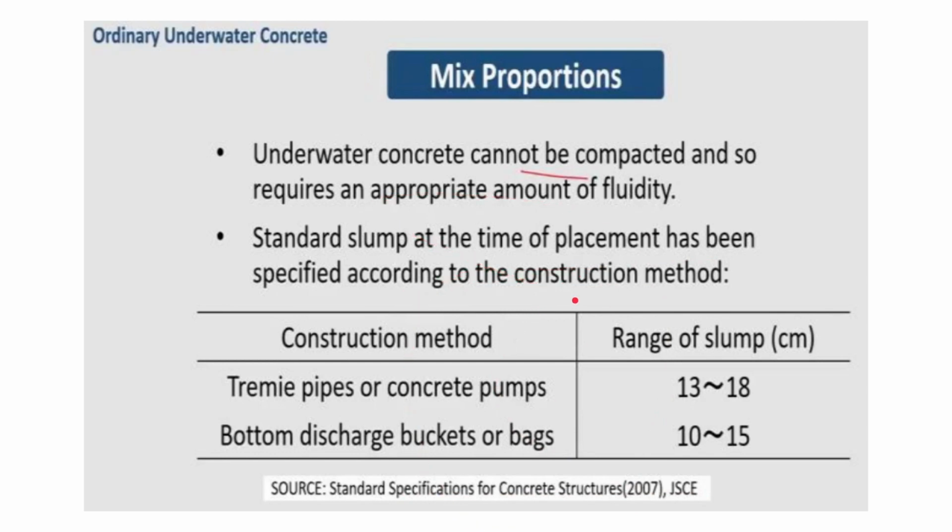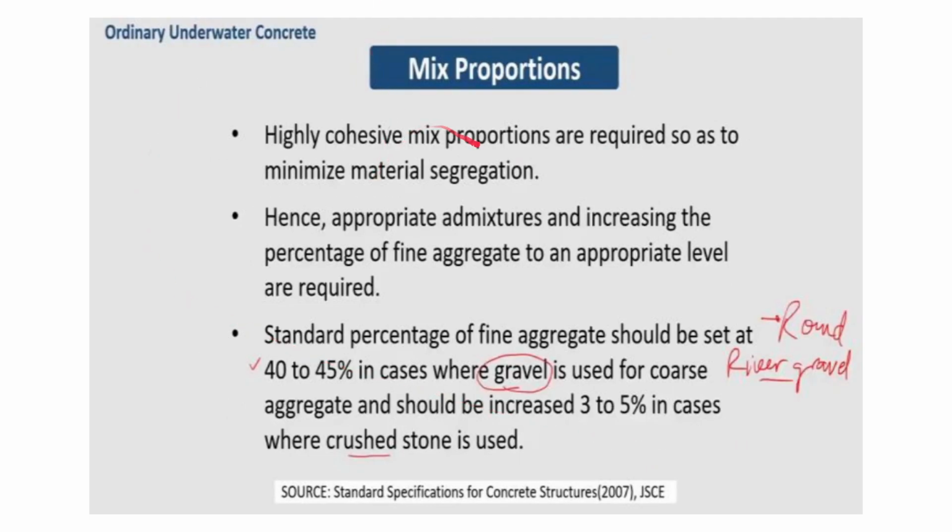As you can see, for construction methods using tremie pipes or concrete pumps, the range of slump is around 13 to 18 centimeters. But if bottom discharge buckets or bags are used, then the range of slump is 10 to 15 centimeters. Highly cohesive mix proportions are required so as to minimize material segregation. Hence, appropriate admixtures and increasing the percentage of fine aggregate to an appropriate level are required. So mainly the cohesive nature is important in order to minimize segregation.